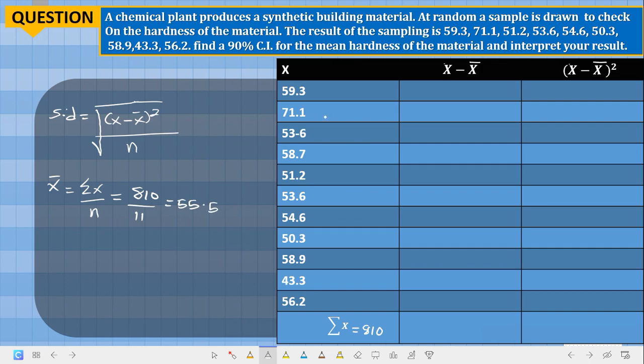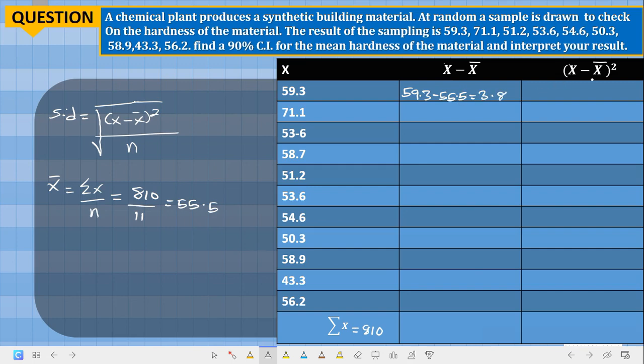55.5. Now the next thing we need to do is x minus x bar, which is our values here minus the mean. So the first one we have here is 59.3 minus 55.5, and that will give us 3.8.